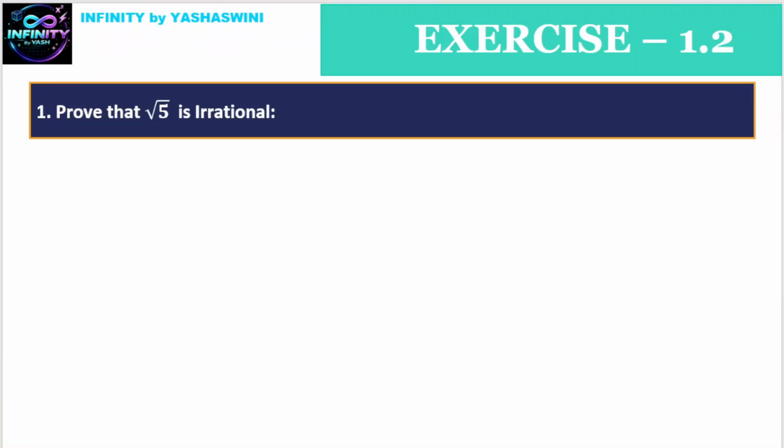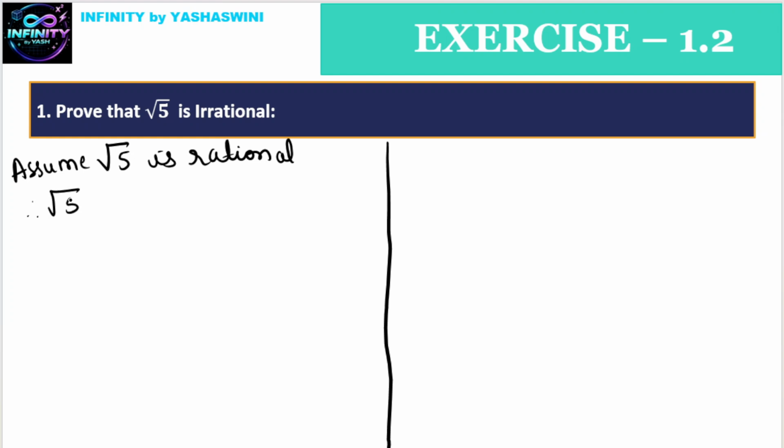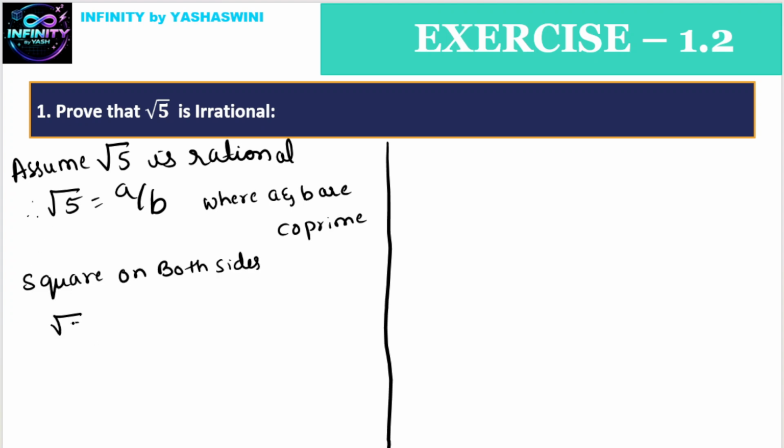Now let us solve some exercise problems. The first one is prove that root 5 is irrational. Here the first step is assume root 5 is rational. Therefore root 5 is equal to a upon b, where a and b are co-prime. And in the next step, square on both sides. That is, root 5 whole square is equal to a upon b whole square. Now here square and square root get cancelled. Therefore 5 is equal to a square upon b square.